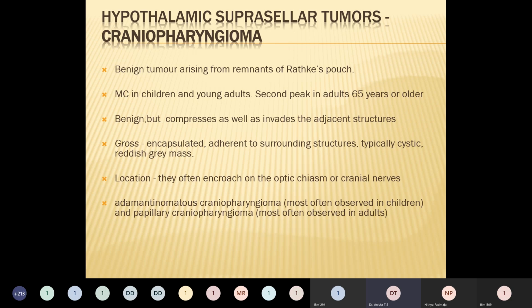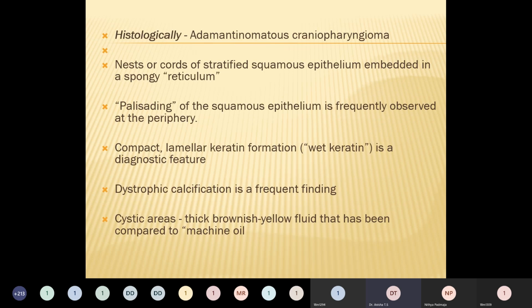Okay, it can be two types: adamantinomatous craniopharyngioma and papillary craniopharyngioma. Okay, histologically, that is when you see them on slide, you can see that there is nests and cords of wet keratin and stratified squamous epithelium embedded in a spongy reticulum. Okay, so there is wet keratin, and keratin means like how you all see in squamous cell carcinoma, but here the keratin is wet keratin, and it is compact, and there is lamellar keratin formation.